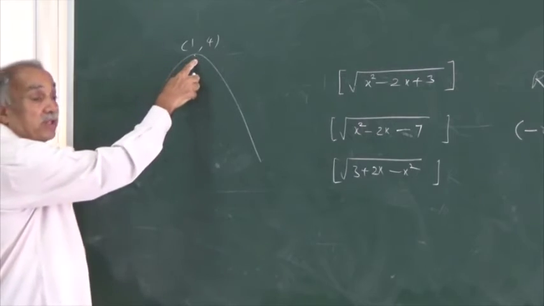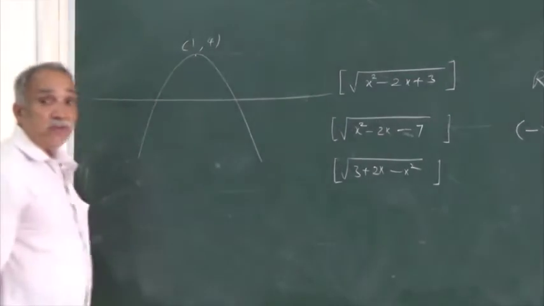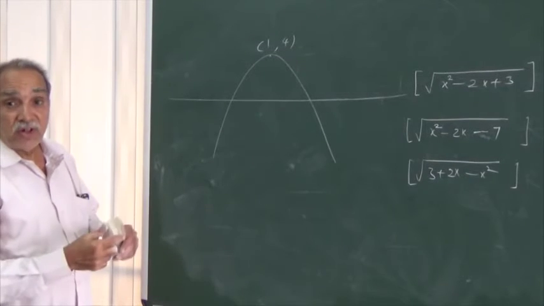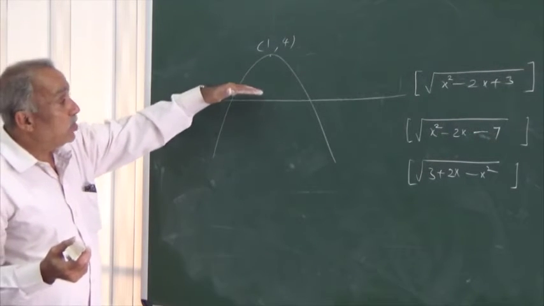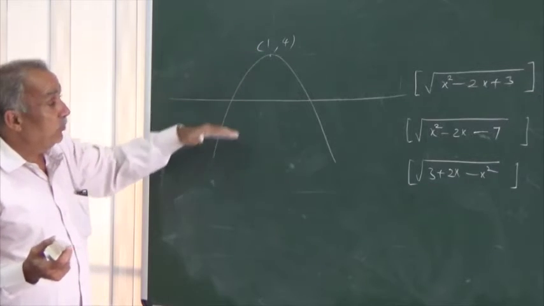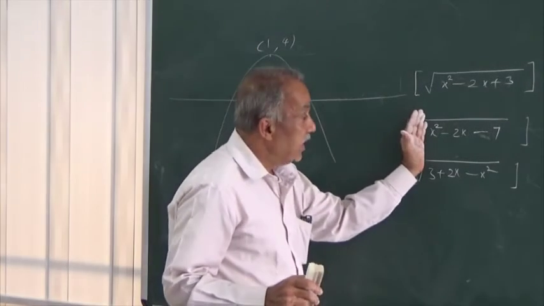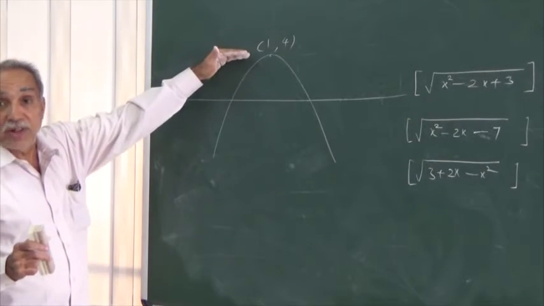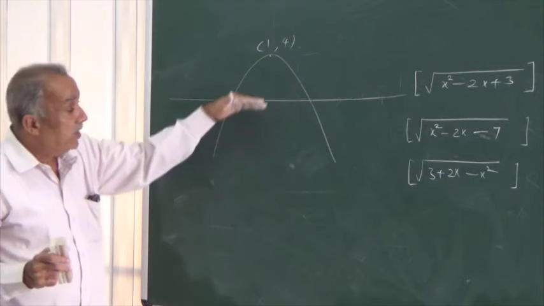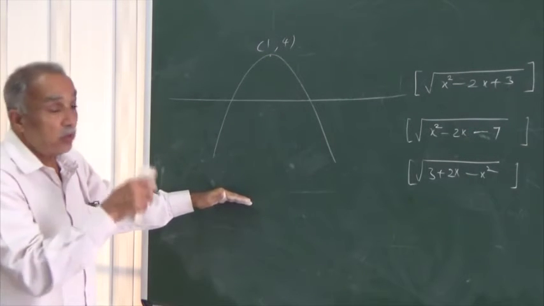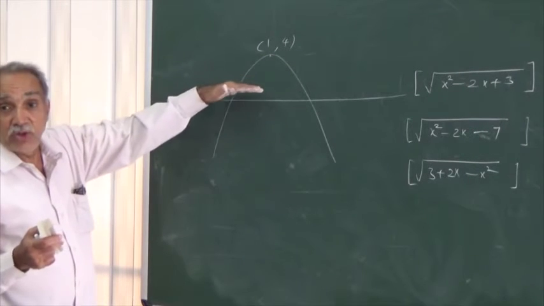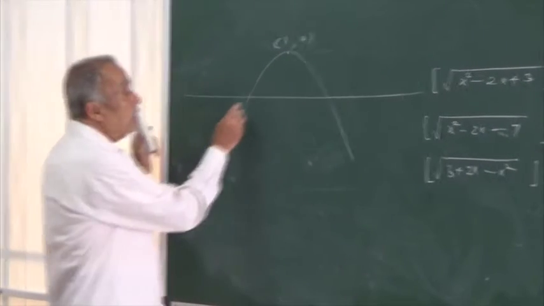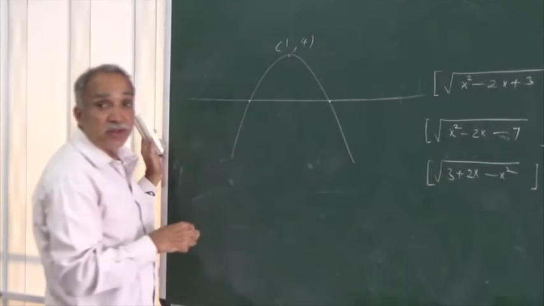Does the point lie above the x-axis? Yes. This is the position of the x-axis. Okay. My function attains positive values at some points, negative values at others. The function 3 plus 2x minus x square attains positive values at some points, 0 at 2 points, and negative values at some other points. Square root will be meaningful only when the values attained are greater than or equal to 0. So, the domain will be the set of all numbers between these 2 points.